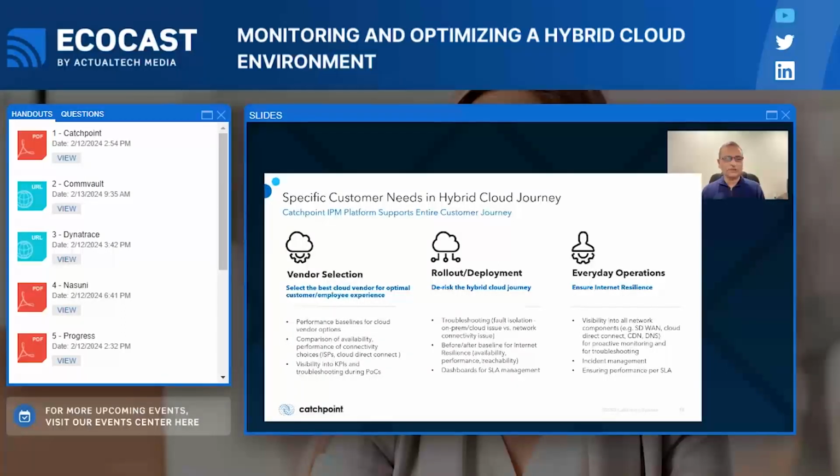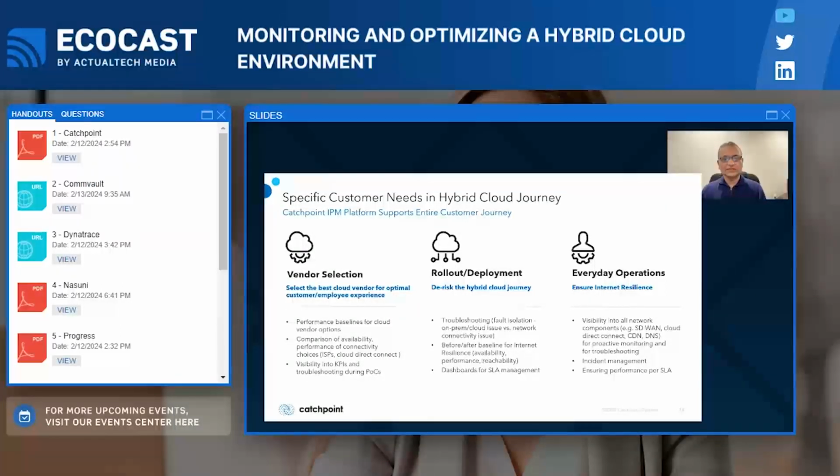The second thing is, as Mark mentioned, the private cloud and the public cloud, or the on-prem and the public clouds, are connected via the internet. And there are a variety of connectivity mechanisms, which include ISPs, Cloud Direct Connect, and whatnot. And in addition to making sure you have the best cloud option, you also want to make sure you have the best connectivity option. So related visibility into KPIs and troubleshooting during proof of concept. That's the first phase, vendor selection.